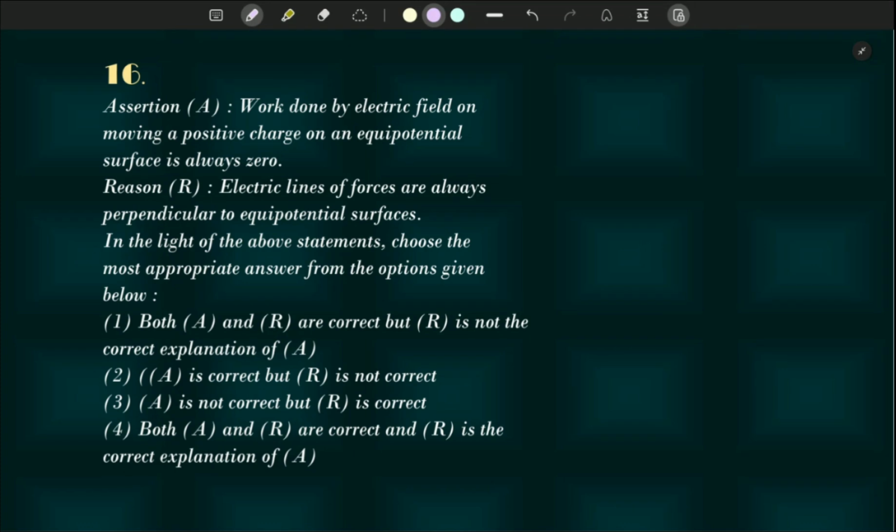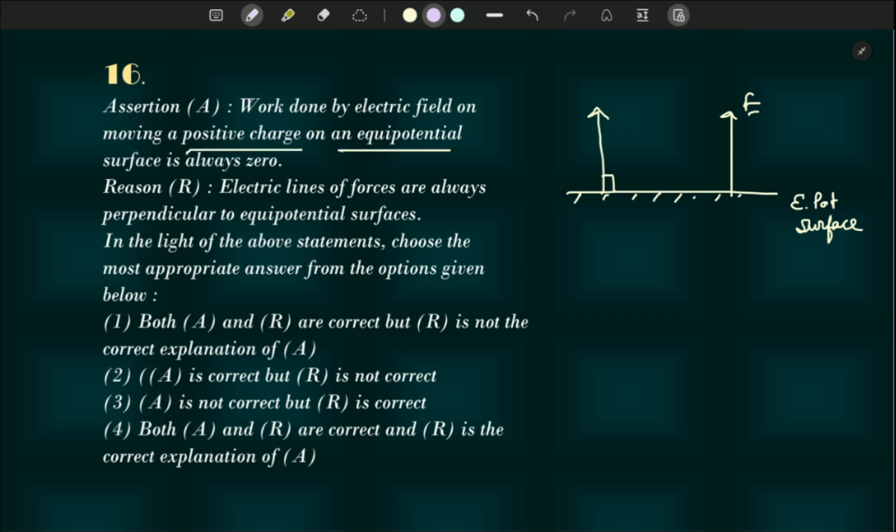Next question is an assertion reason based question. Let us read the assertion. Work done by electric field on moving a positive charge on an equipotential surface is always 0. We know that, suppose this is an equipotential surface, definitely electric field will be perpendicular to this. So electric field will be in this direction, and work done by electric field on moving a positive charge on an equipotential surface means the positive charge Q is moved in this direction. So this is the charge movement, and the force is QE, and the direction is in this way.